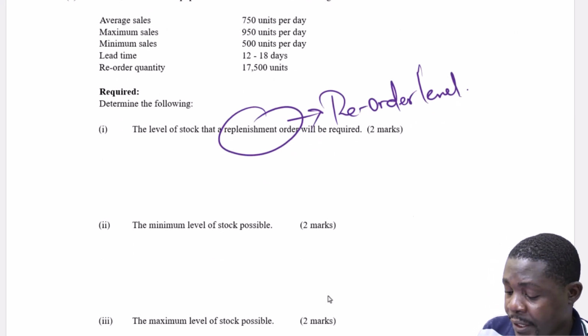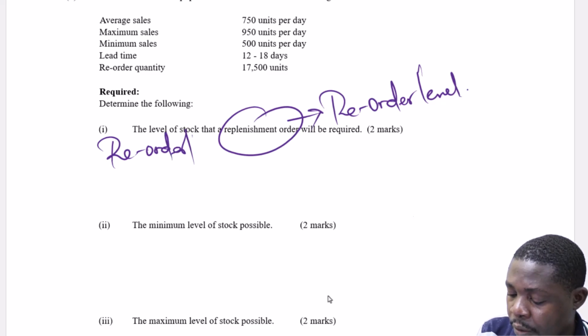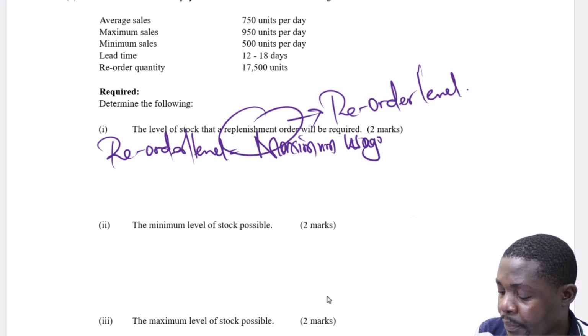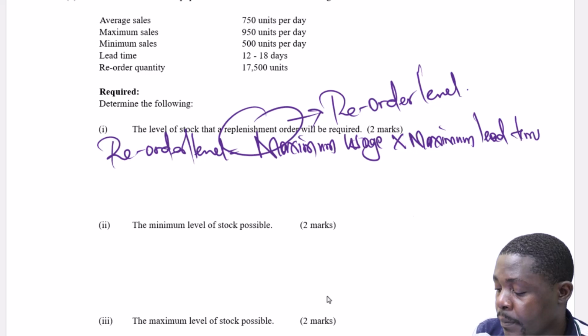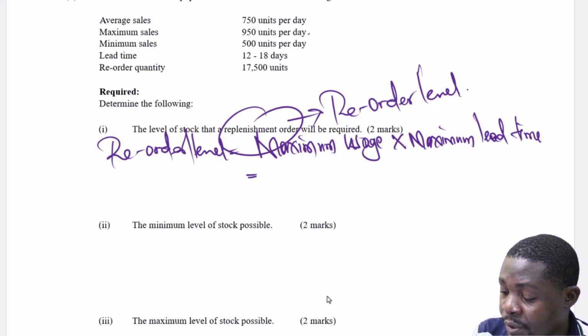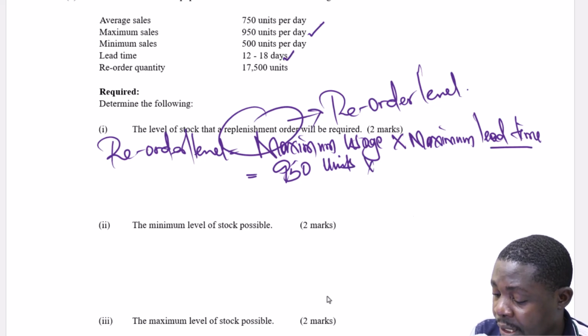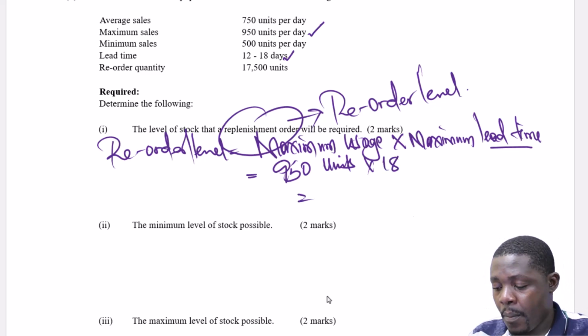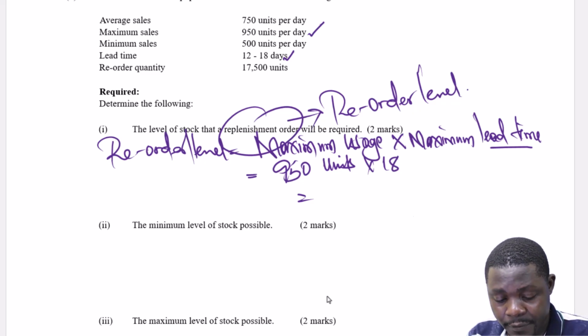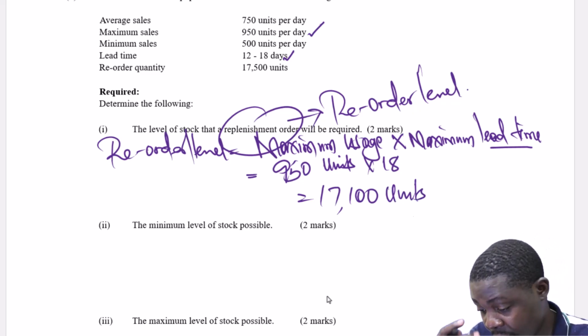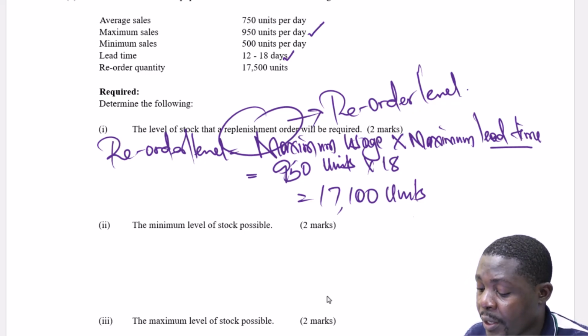Now, reorder level is equal to maximum usage multiplied by maximum lead time. In this case, maximum usage we have been given as 950 units. We multiply by the maximum lead time or reorder period, which is 18. If you take 950 multiplied by 18, you get 17,100 units. This is the stock level at which a replenishment order will be required; the company should place an order when it reaches this reorder level.